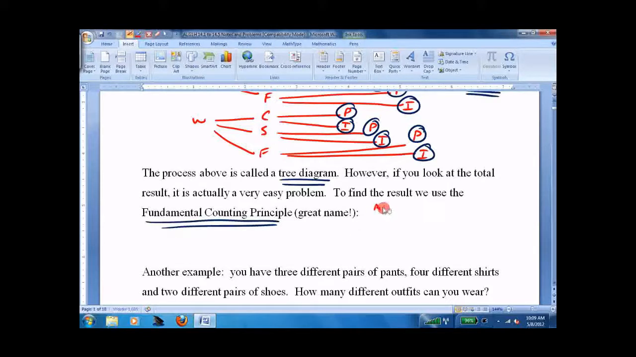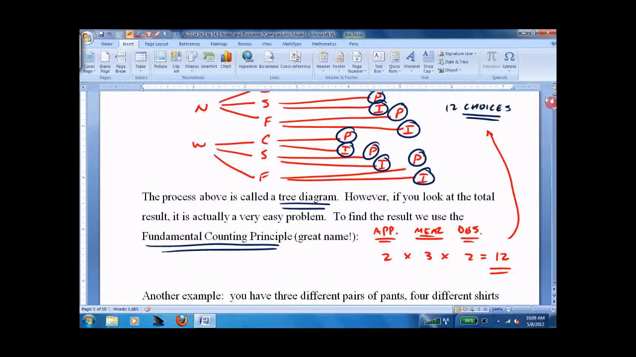For appetizers, we had 2 choices. For the main meal, we had 3 choices. For dessert, we had 2 choices. To figure out how many possible choices, multiply them up. And that is what we got up here. 12 choices. This pops up on the ACT and it pops up in real life. When I get up in the morning, I think about shirts, ties, and pants. I have to figure out how many possible outfits I have, whether I need to go to the cleaners or not. Things like that.